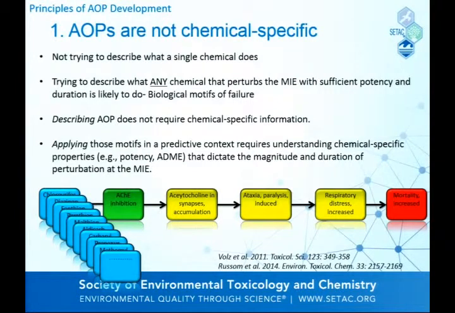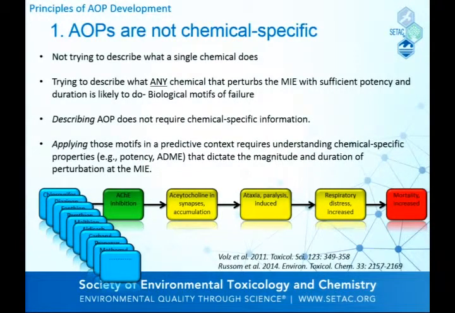And so that user's handbook and the wiki are really informed by a number of key principles, and these really guide AOP development as it exists now. One of the first principles is that adverse outcome pathways are not chemical specific. This sometimes takes a while for people to wrap their heads around. We're not trying to describe what any single chemical does. What we're trying to do is generalize across chemicals and say any chemical that perturbs a given molecular initiating event with sufficient potency and duration can cause these types of effects. So an AOP is essentially a biological motif of failure. It's a reproducible pattern of failure that we expect to see if you perturb this target with enough potency.